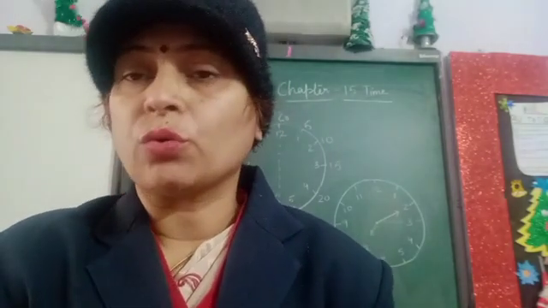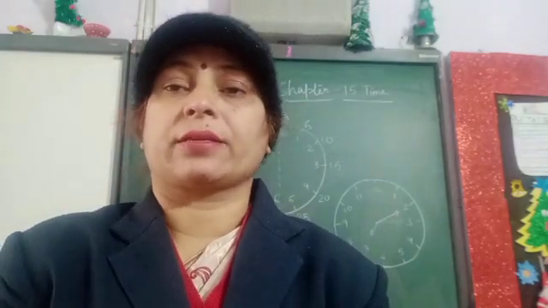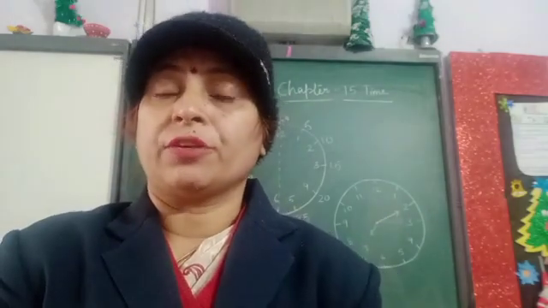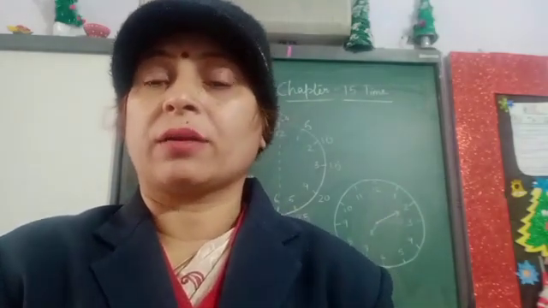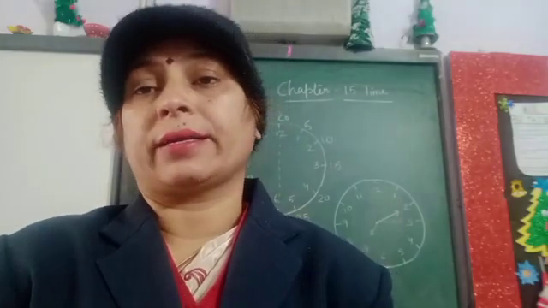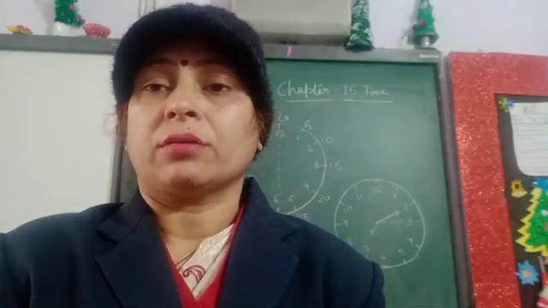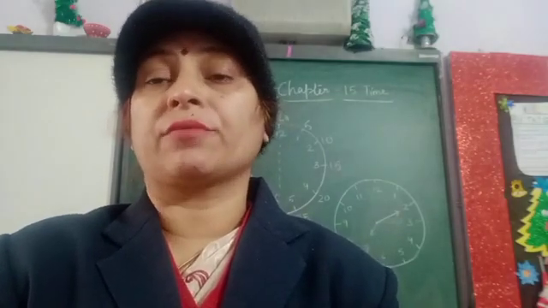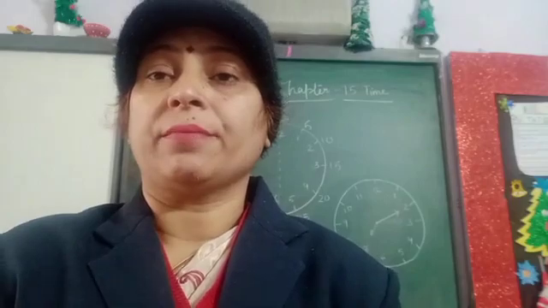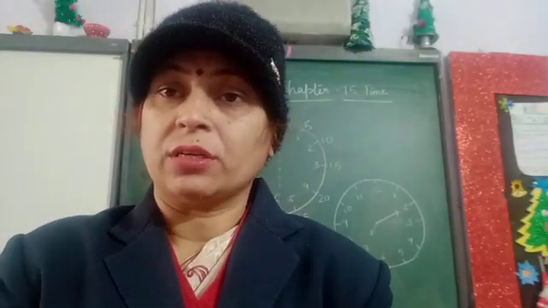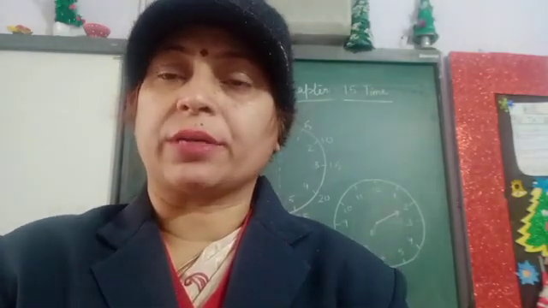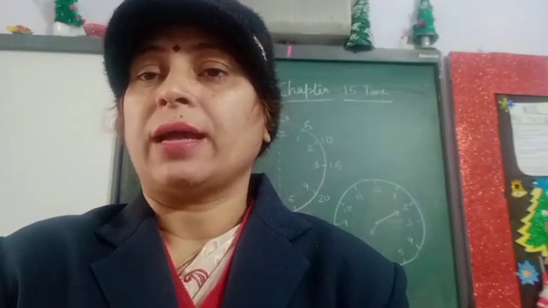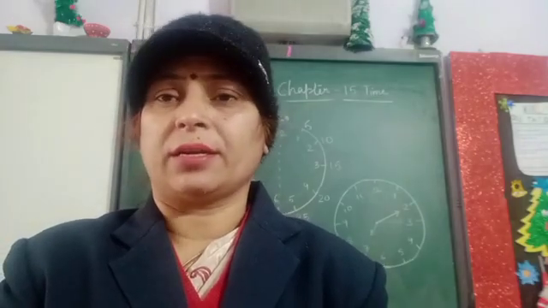Now children, we know we use hours, minutes, and seconds to measure time. When we see a clock, we see the minute hand, hour hand and second hand. First, how can you identify which one is the hour hand, which one is the minute hand, or the second hand? By seeing the length of the needle. The hour hand is shorter than the minute hand, and the second hand is longer than the minute hand.